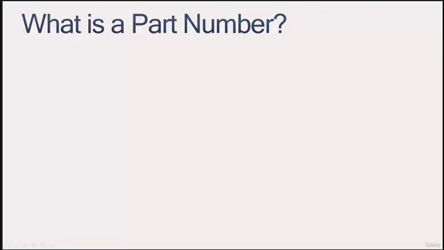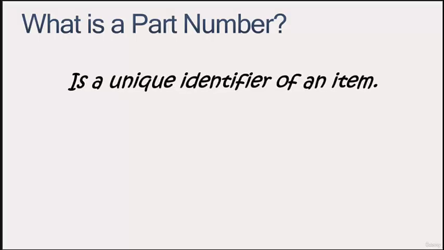Understanding part numbers is our next lesson. If you've ever bought an item that needed to be assembled, you most likely came across the term part number while reviewing the assembly instructions. In simple terms, a part number is typically a series of numbers or letters or both that acts as a unique identifier for an item. Instead of referring to an item by a name, you use a part number.